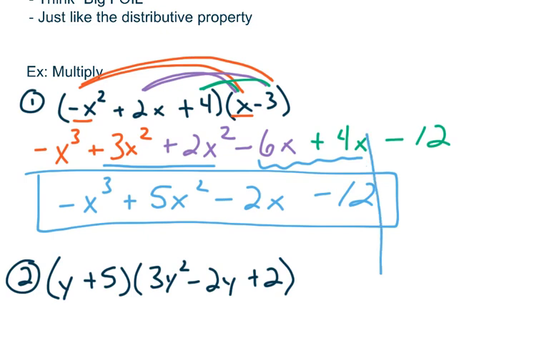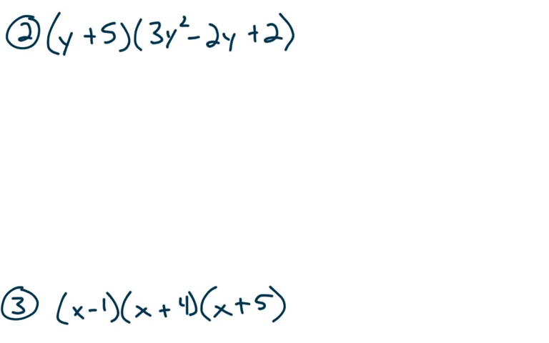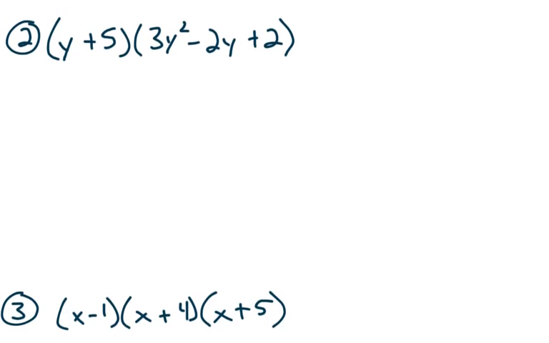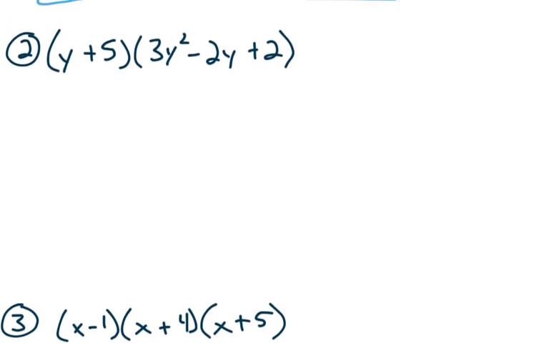Number 2, y plus 5 times 3y squared minus 2y plus 2. Same idea. We're going to take the first term in the first polynomial, and this time we're going to go by 3 terms. Doesn't really matter. We're basically doing the same thing, just instead of 3 by 2, now it's 2 by 3. We're going to get the same answer in the end.